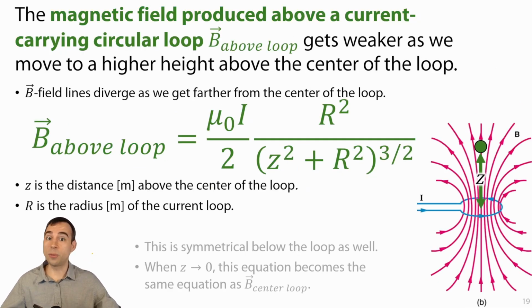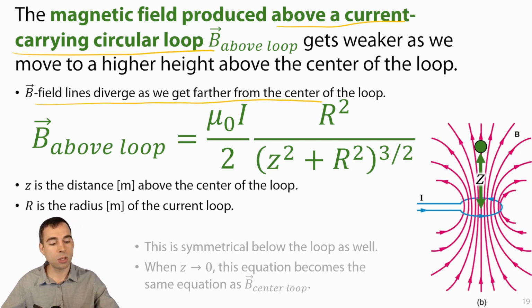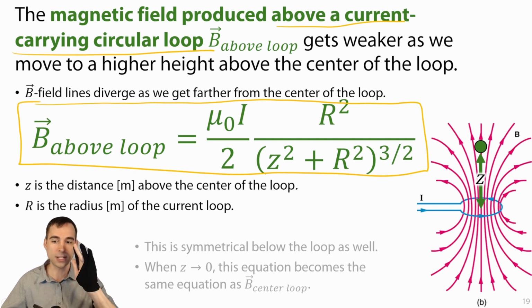Now, the magnetic field begins to diverge as we get farther from the center of the loop, so we could also calculate the magnetic field produced above a current carrying loop, and we would call that B above the loop. And so you would use this equation, which is significantly more complicated than the previous one. But let's just take a minute here.